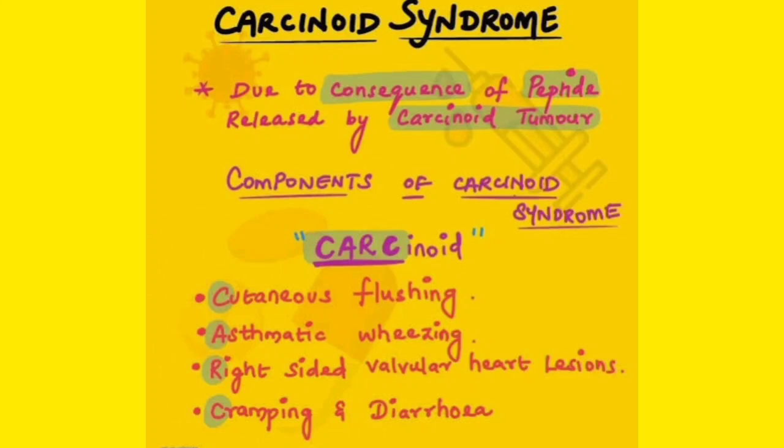So remember this C-A-R-C, that is the mnemonic. C for cutaneous flushing, A for asthmatic wheezing, the person is wheezing. R means the right-sided valvular heart disease, mainly the tricuspid valve. And remember the last C, that is cramping, abdominal cramp, abdominal pain is there, diarrhea is there.